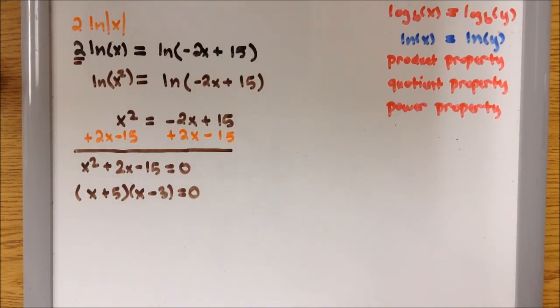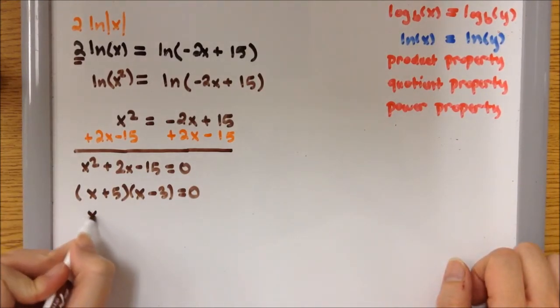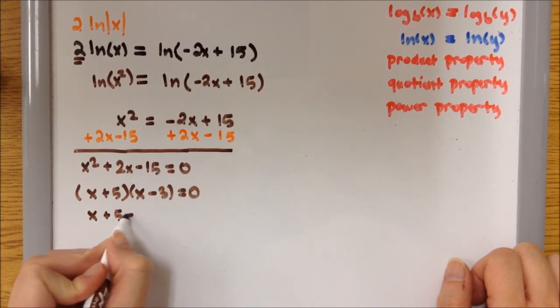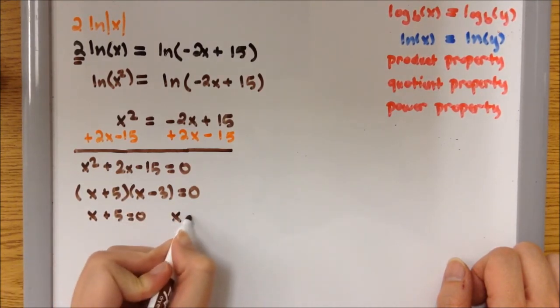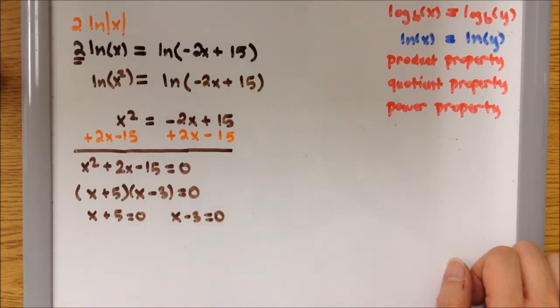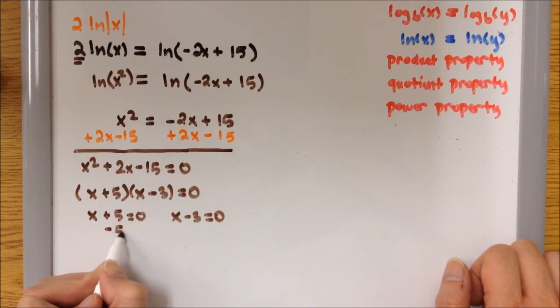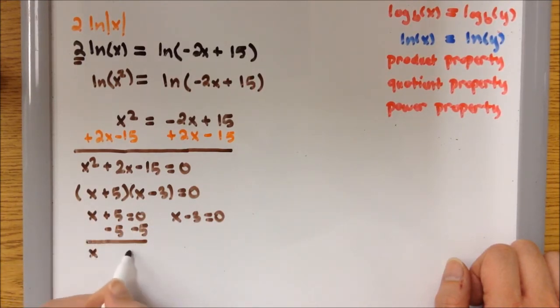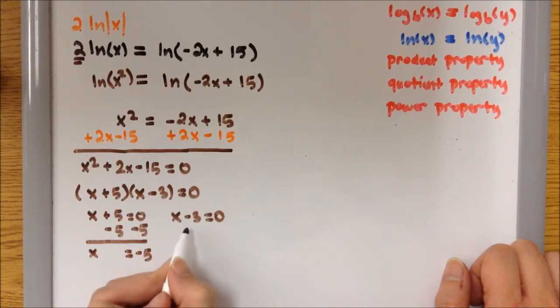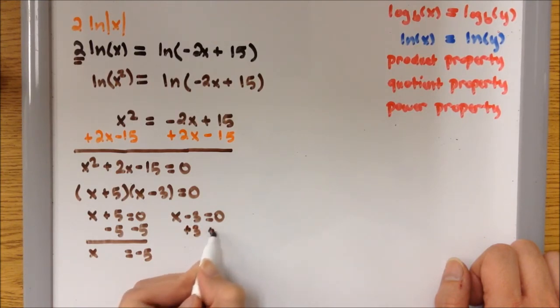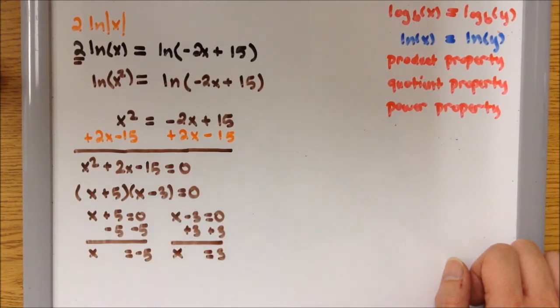Now, I'm going to solve for each factor and find their zeros. So, x plus 5 equals 0, and x minus 3 equals 0. First one, x plus 5, so I'm going to subtract 5 on the left, subtract 5 on the right. So x equals negative 5. Here, x minus 3 equals 0, so I'm going to add 3 on the left, add 3 on the right. So x equals 3.